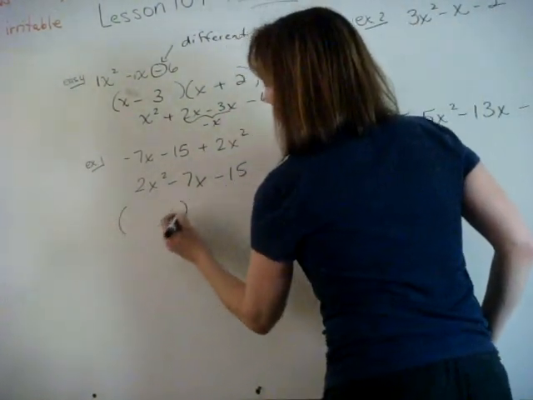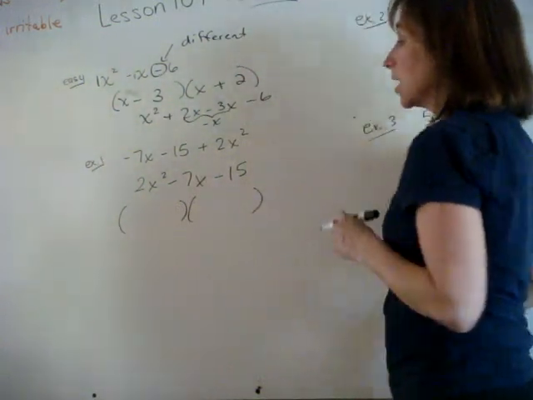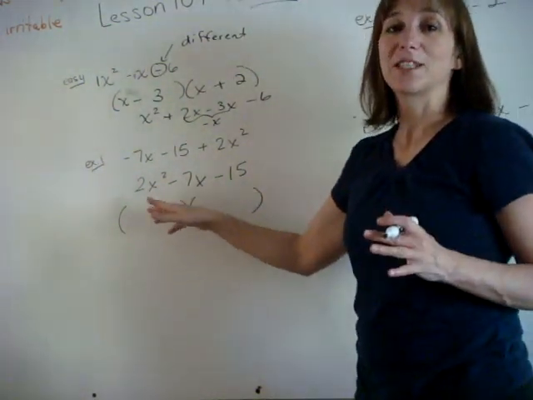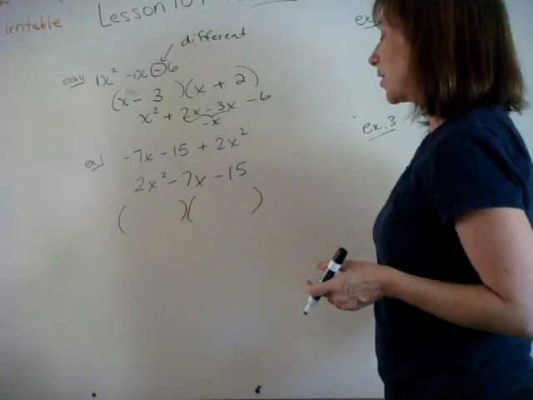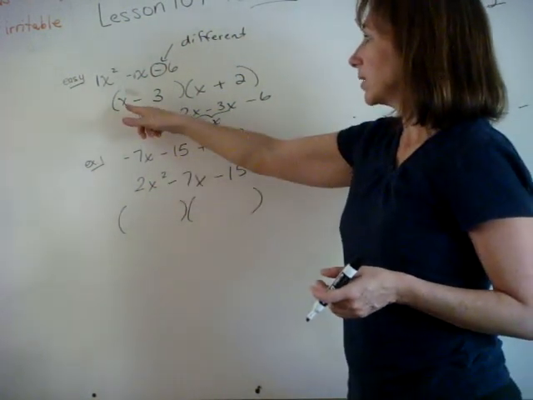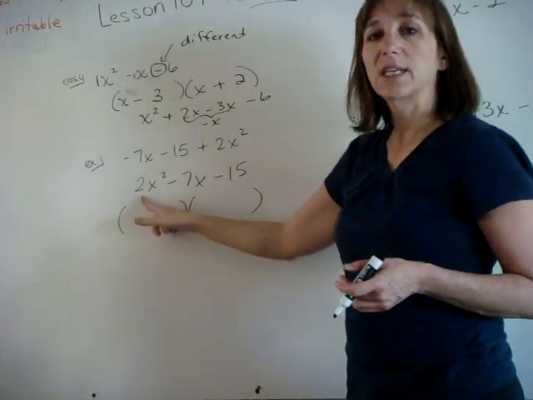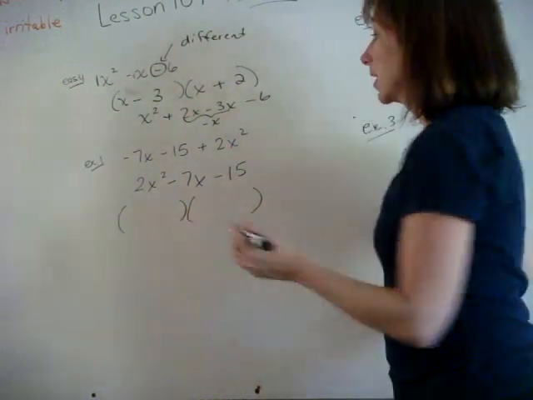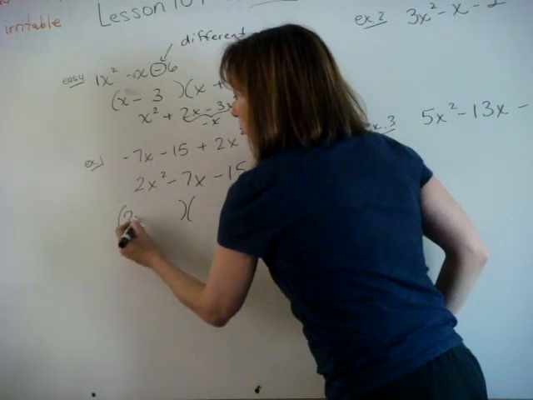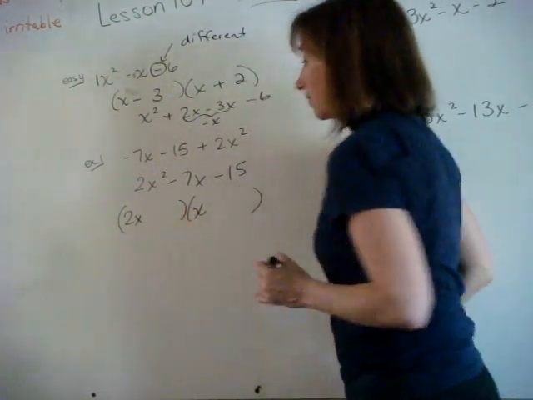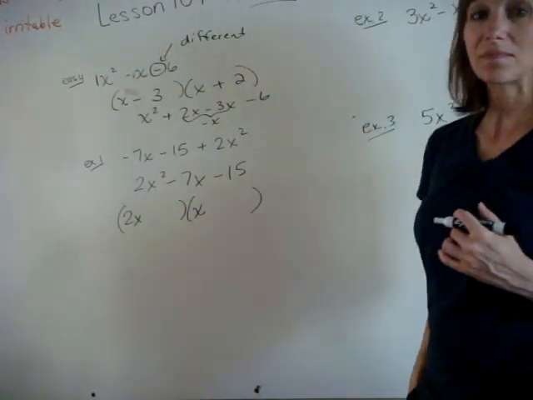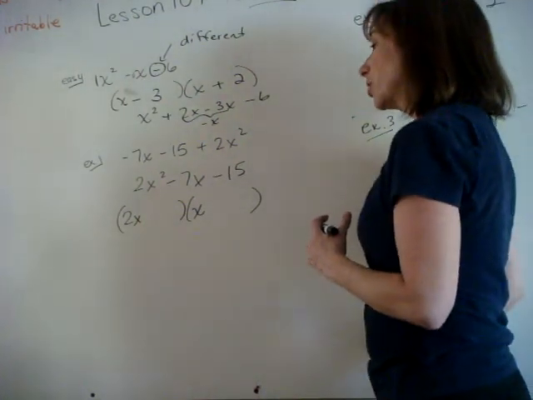So we're just going to break it into two binomials. And already we're going to have some serious problems with these. Just bear with me. Just like up here we said what times what gives me x squared, here we're going to say what times what gives me 2x squared. And the only answer to that is 2x times x. That's the easy part.